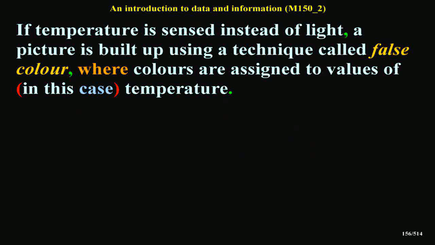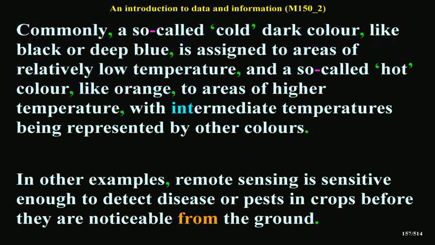If temperature is sensed instead of light, a picture is built up using a technique called false color, where colors are assigned to values of, in this case, temperature. Commonly, a so-called cold dark color, like black or deep blue, is assigned to areas of relatively low temperature, and a so-called hot color, like orange, to areas of higher temperature, with intermediate temperatures being represented by other colors.